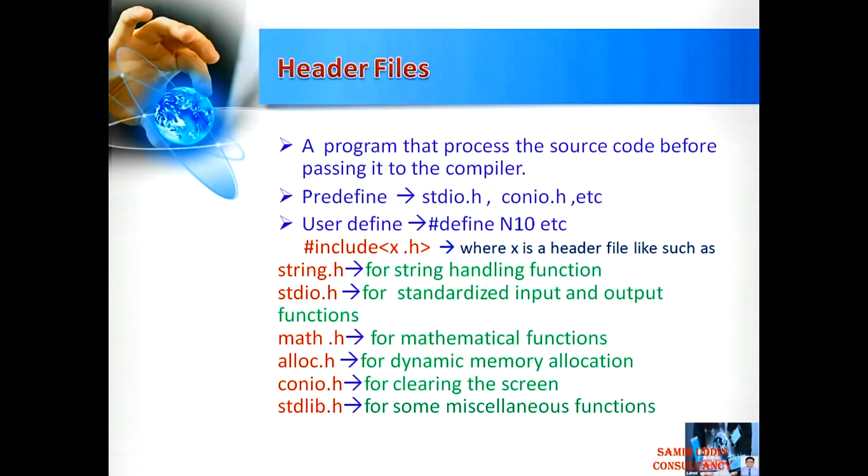So next, header files. A header file is a file with the extension .h which contains C function declarations and macro definitions to be shared between several source files. Generally, there are two types of header files. The first one is predefined header files. The second one is user-defined header files.